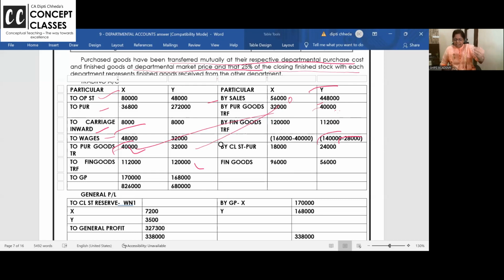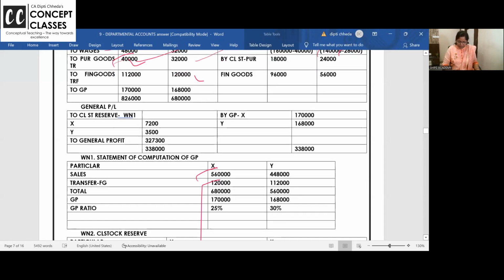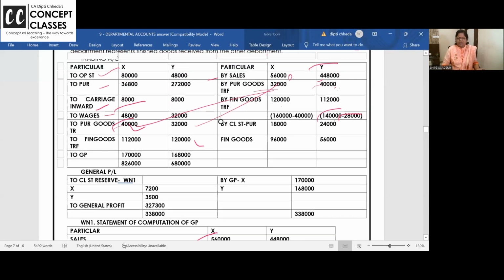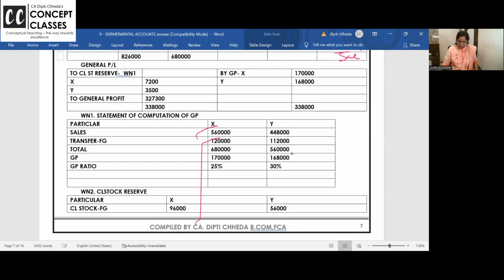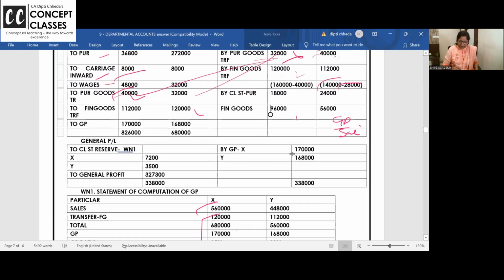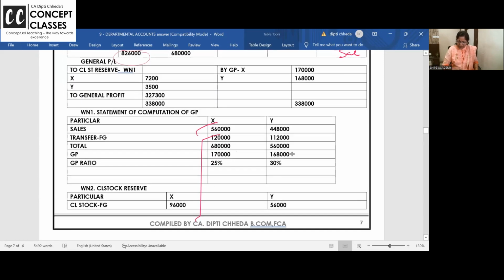Sales in market is at profit. Finished goods transfer is at profit. Ma'am, why didn't you take purchase goods transfer? Because purchase goods transfer में कोई profit ही नहीं है. GP is always calculated on sales because we are selling at profit. You all have studied or not? GP ratio पढ़ा है. GP by sales into 100. So I am selling 560 at profit. I will not take this because में कोई profit नहीं है. Finished goods 120. So this is my total sales. And GP कितना आया? Trading account में 170.